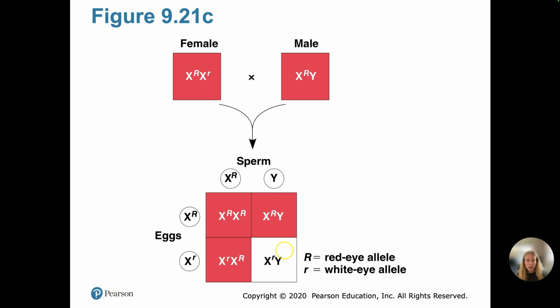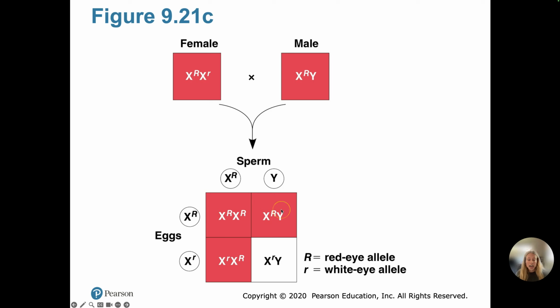So the possible eggs from this female are either X capital R or X lowercase r, and then the possible sperm are X capital R and a Y. If we do the Punnett square, this square here is X capital R, X capital R. So this is a wild type, only carries the red eye trait.